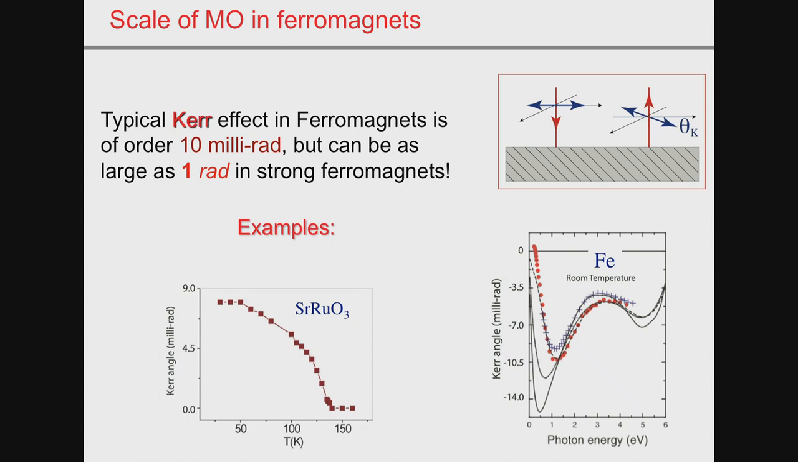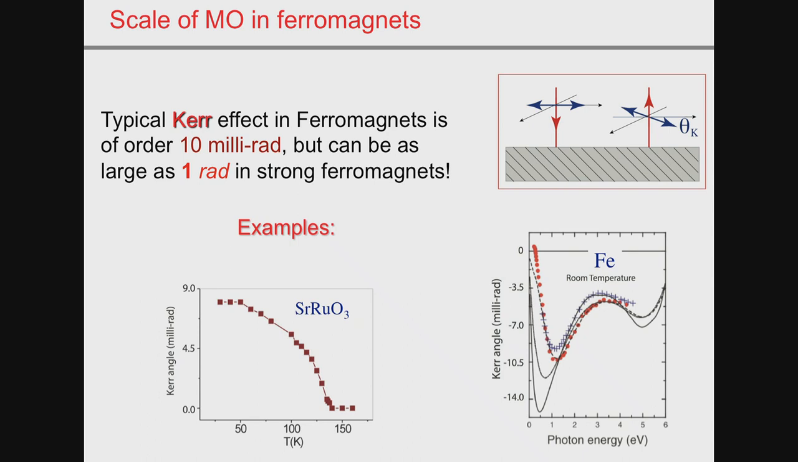Strontium-ruthenium O3 is an itinerant ferromagnet oxide, similar to many of the oxides that were discussed. In fact, similar to some of the cuprates. It is a ferromagnet below about 150 Kelvin. And as you can see, by the time you get to low temperatures, the magnetization saturates and the Kerr angle is about 10 milliradians. Okay, 10 milliradians, that's 0.01 radian.